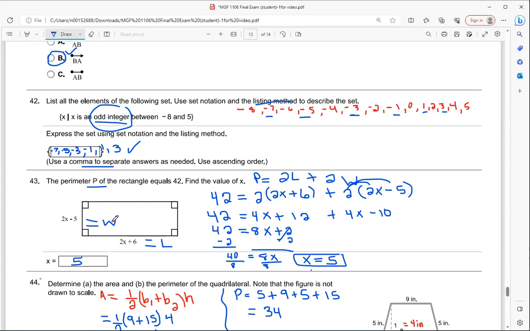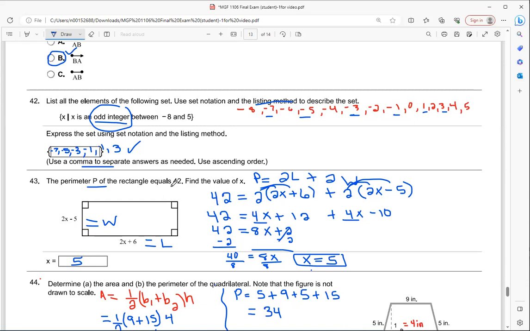So we went ahead and substituted our width, 2x minus 5, and our length, 2x plus 6. We distribute it here on the right side of the equation. 2 times 2x gives us 4x. 2 times 6 gives us 12. 2 times 2x again gives us 4x, and 2 times -5 gives us -10. We combine like terms. 4x and 4x gives us 8x. And then 12 minus 10 gives us 2. And that's equal to 42.